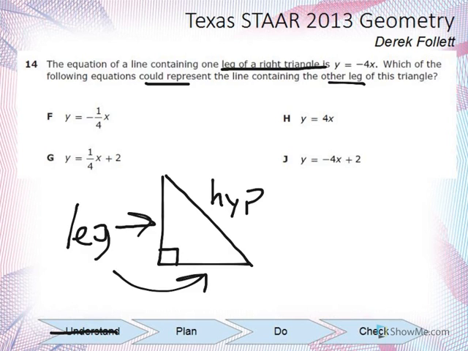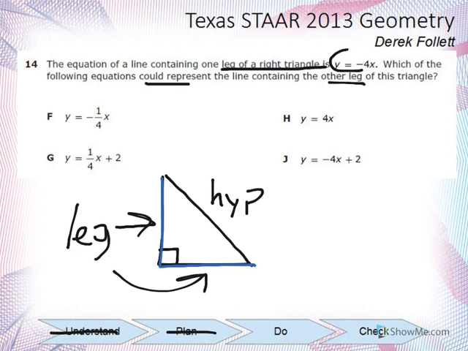What do I know about the legs, though? They're shorter than the hypotenuse. It's not really going to help me. Oh, that's right. The legs are perpendicular. And I know how to figure out if two lines are perpendicular. I can do that by looking at the slope. Okay. So I went ahead and drew my right triangle. That was my plan. And now I'm going to look at the slope of these lines.